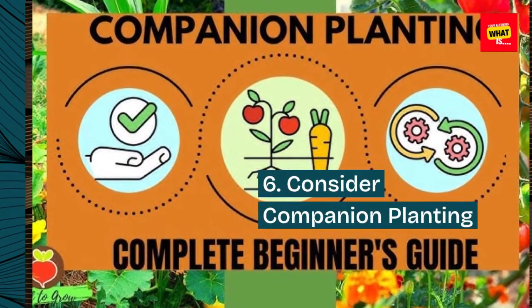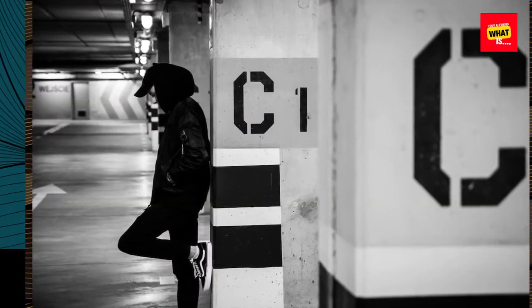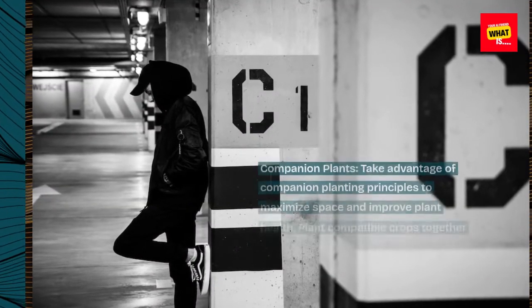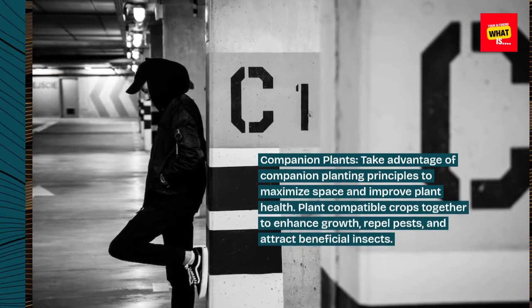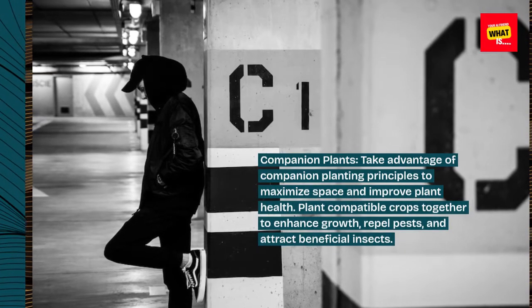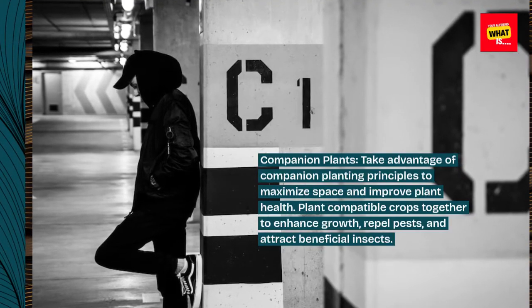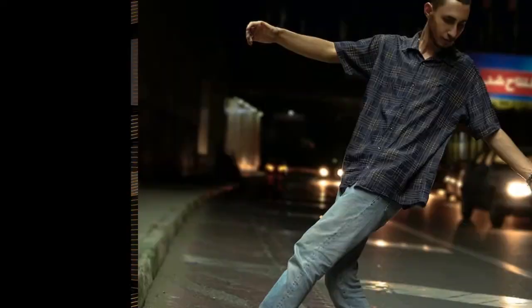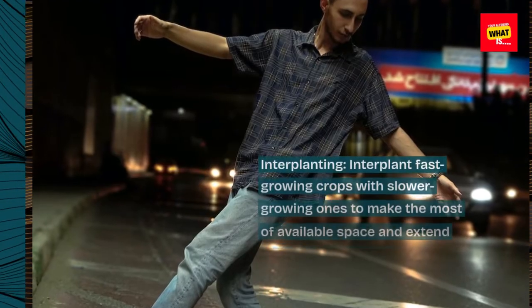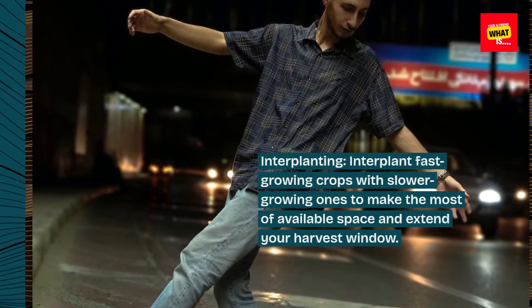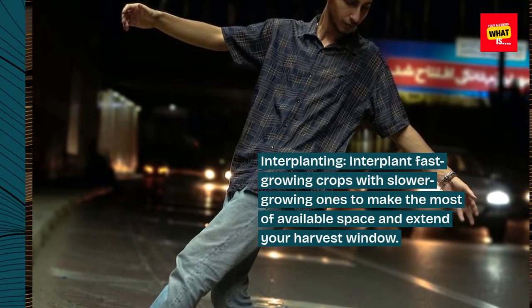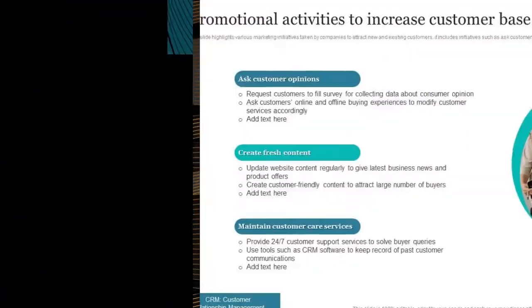6. Consider companion planting. Companion plants. Take advantage of companion planting principles to maximize space and improve plant health. Plant compatible crops together to enhance growth, repel pests, and attract beneficial insects. Interplanting. Interplant fast-growing crops with slower-growing ones to make the most of available space and extend your harvest window.